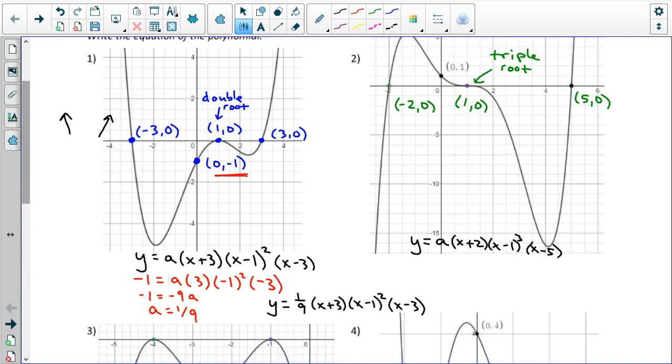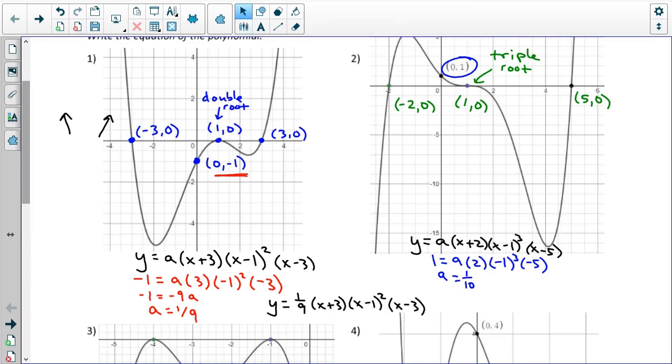Now I substitute in 0, 1, which is the y-intercept. So 1 equals a, substitute in 0 for all of these x's. And then I end up discovering that a equals 1/10 after I do a little bit of multiplying and math.